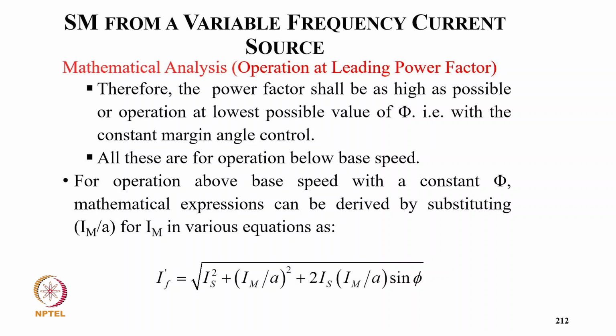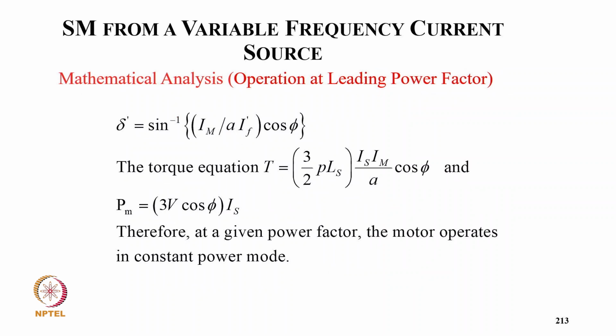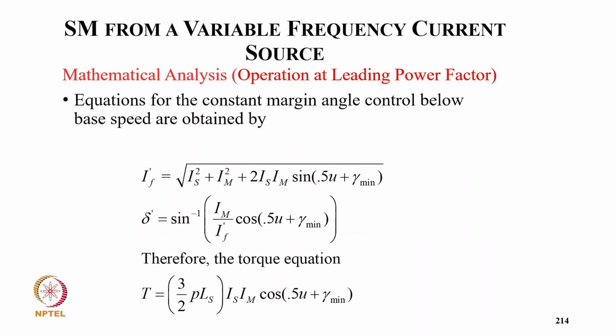All these are for operation below base speed. For operation above base speed with constant phi, the mathematical expressions can be derived by substituting Im over A for Im in the various equations. If' equals square root of Is squared plus (Im over A) squared plus 2 Is (Im over A) sin phi. So delta' equals sin inverse of (Im over A) over If' cos phi, and torque is 3/2 Pls Is (Im over A) cos phi, and Pm equals 3V cos phi into Is. Therefore, at a given power factor, the motor operates in constant power mode.